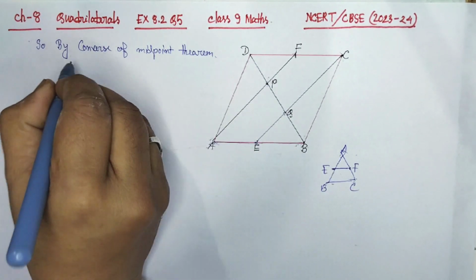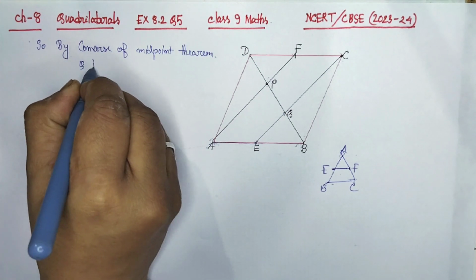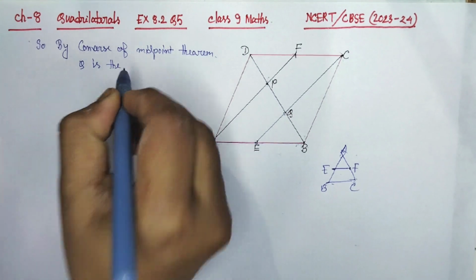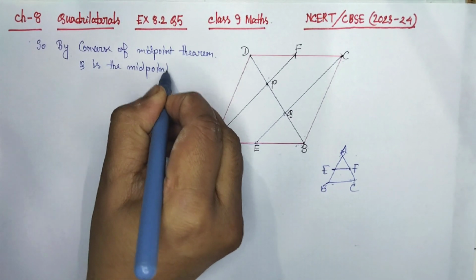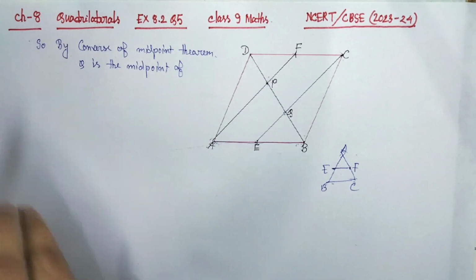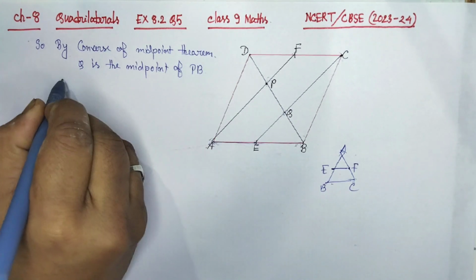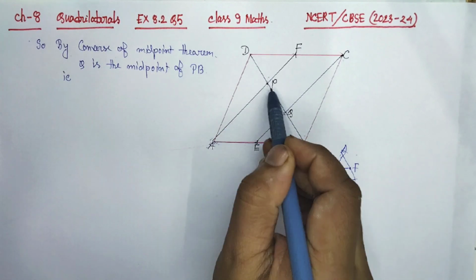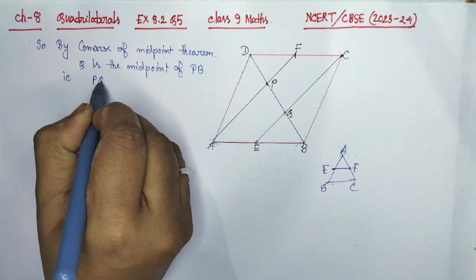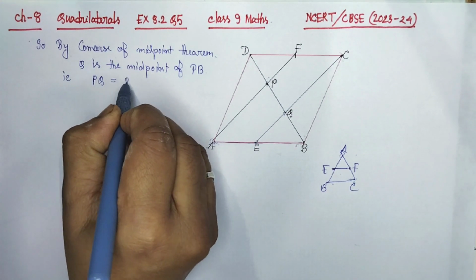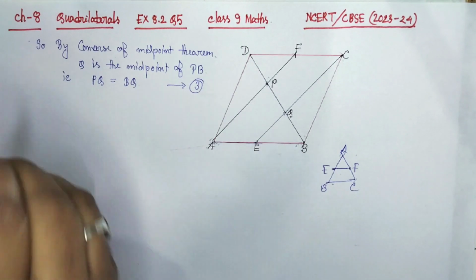So by the converse of midpoint theorem, Q is the midpoint of PB. So midpoint means PQ equals QB. PQ equals BQ. So this is equation number 3.